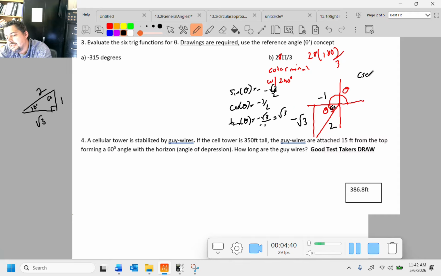Let's see, cosecant of theta, she is the hoe, hypotenuse over opposite. That's 2 over negative root 3. We clean that up by multiplying numerator and denominator by root 3.